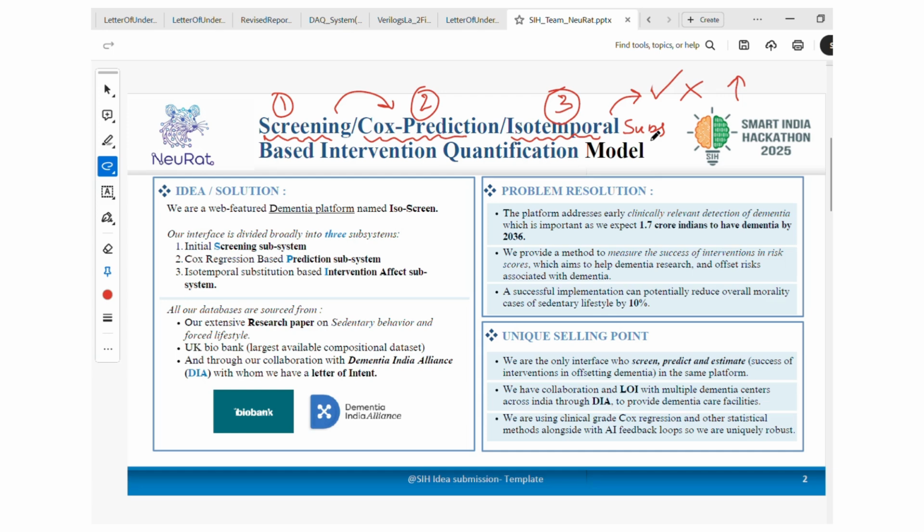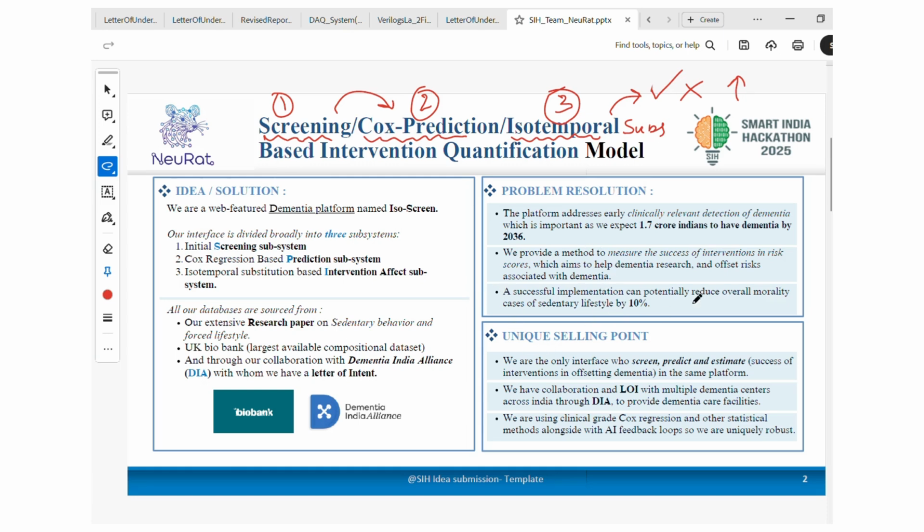Now it is worth noting that dementia has no cure, and this is well established, but it is also worth noting that there's a lot of scope for offsetting dementia, and that is primarily what we are dealing with. So our isotemporal substitution model effectively states the specific set of activities the user has to do to have the lowest risk for dementia. So I think that is what our model is doing when it comes to the isotemporal section.